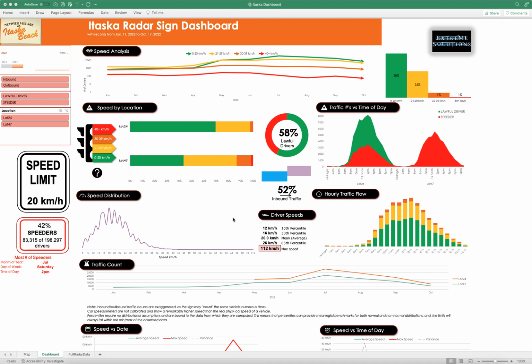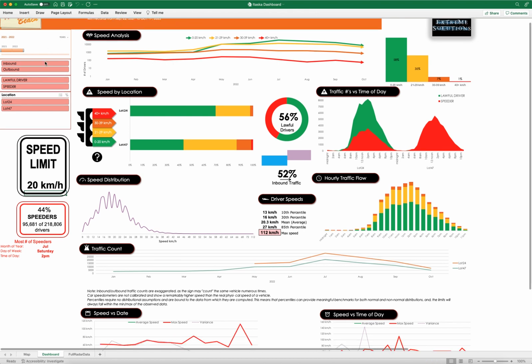Welcome to our preview of the customized radar sign dashboard. This is a sample municipality, and we're going to look at the data they have for all of 2021 and 2022. Once we select change on the side, we wait a few seconds and it'll make an update for us.